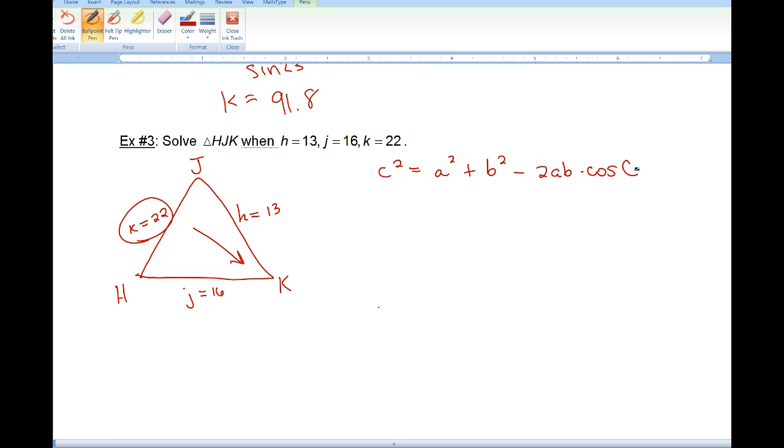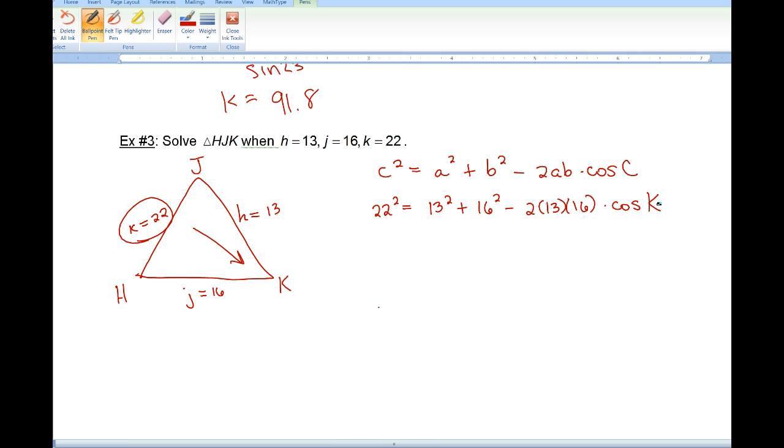Okay, so it's going to be 22 squared equals 13 squared plus 16 squared minus 2 times 13 times 16 times cosine of angle K. Now, I often see mistakes because students forget to use proper order of operations. So be very careful.